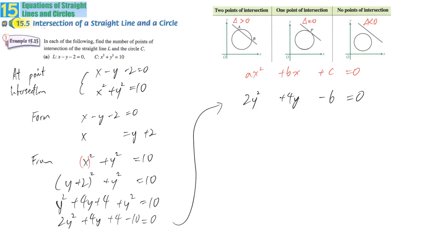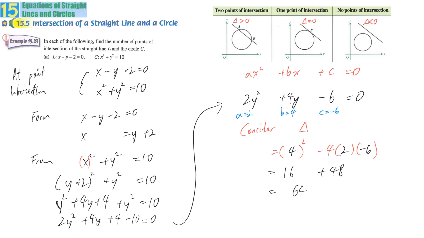In this case, we are going to consider the number of roots of this quadratic equation. That's why we stop evaluating this equation and consider another thing, an indicator, which is delta equal to b squared minus 4ac. In this question, a equal to 2, b equal to positive 4, c equal to negative 6. So we just substitute those numbers. b is 4, a is 2, c is negative 6. We get 16 and then plus 48, which is equal to 64.